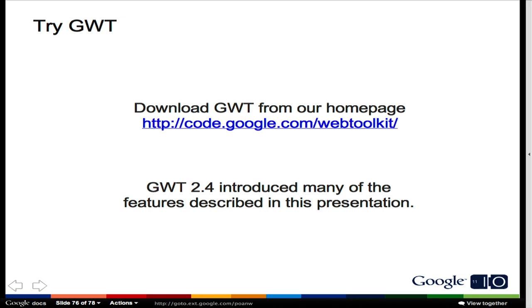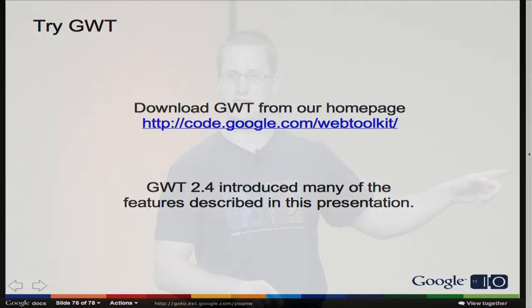One thing to note is that GWT 2.4 just went into beta this week. Many of the things I talked about here were introduced in GWT 2.4. The reason for that is because we thought a lot of it was done in 2.3, and then we built this demo and realized there were a lot of features to add. So if you want to try some of this stuff out, go download GWT 2.4. It should be very compatible with 2.3, and try out the code snippets from this presentation.